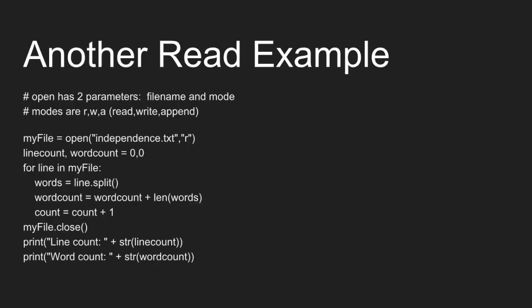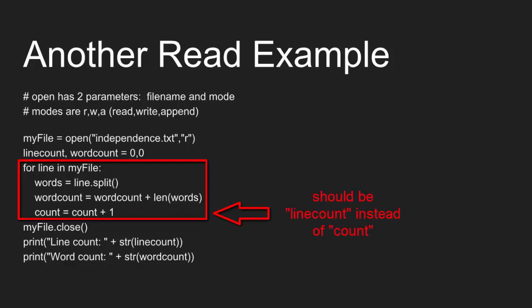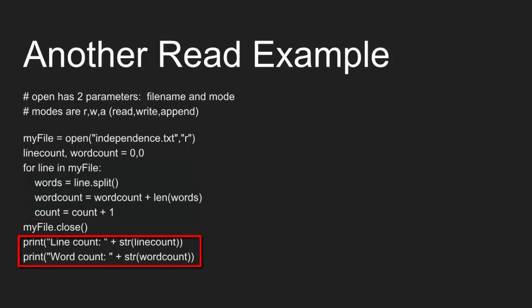Here's another read example. Again, we open the independence.txt file in read mode, and we're going to have two variables now. One's called line count and the other one's called word count. They're both initialized to 0. We're going to iterate through each line, and as we hit each line, we're going to use words, which is assigned the value of line.split. Remember, we can take a line of text, like a sentence, and split it into a list of words. And now word count is going to be assigned the value of word count plus the length of the words in that line. So as we iterate through every line, we get the total word count, we get the total line count as we did before, and then we can output the data.